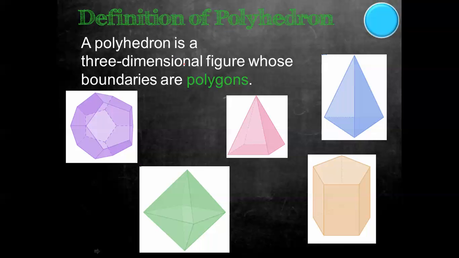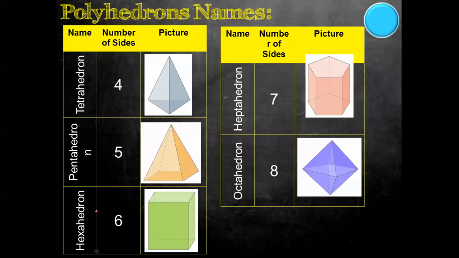Okay, definition of a polyhedron. A polyhedron is a three-dimensional figure whose boundaries are polygons. Remember anything that has polygons. Remember, a polygon has to connect at the endpoints and it has at least 3 edges. So all of these would be examples of polyhedrons.